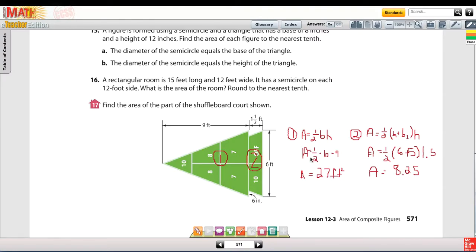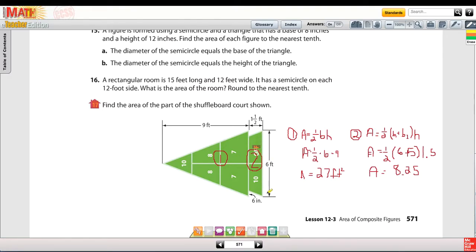I'm going to be working out problems 17, 19, and 20 from pages 571 to 572. Please make sure that you show all the work that I'm showing on my screen to get full credit for these notes. For problem number 17 right here, we have a triangle and then a trapezoid here underneath it.